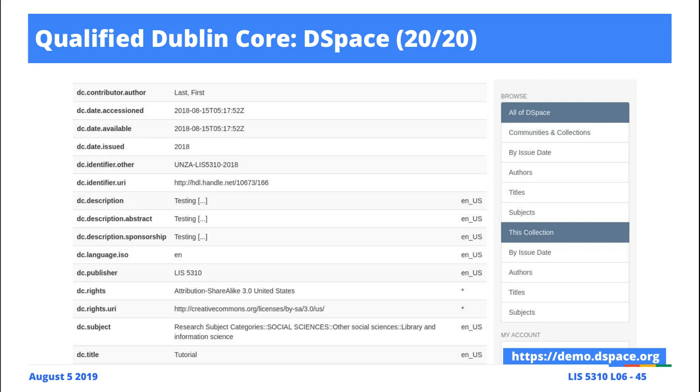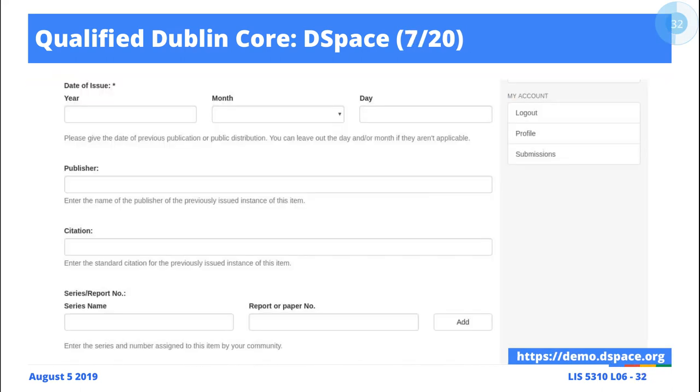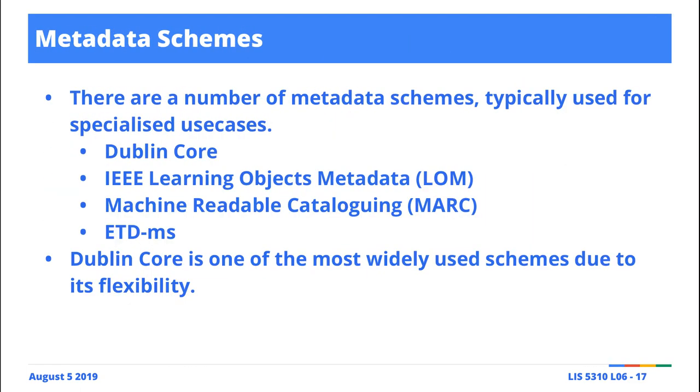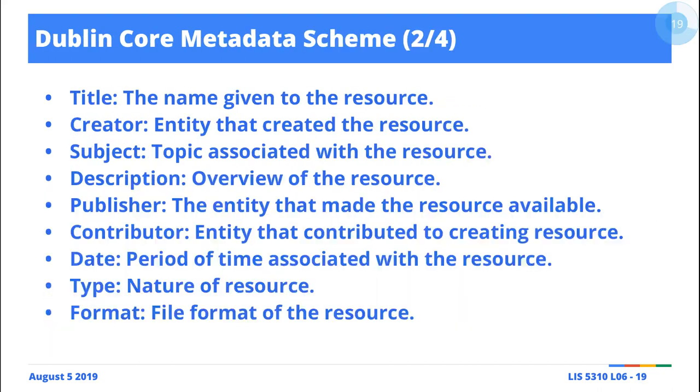It so happens that we decided to associate a Creative Commons license to this particular example document here. I don't know if this makes sense, the link between the 15 Dublin Core elements, the associated qualified Dublin Core tags, and how you get to provide descriptive information within a platform like DSpace using those tags. Bearing in mind that there are other metadata schemes that we could potentially integrate or use, we just decided to focus on Dublin Core because it happens to be one of the most popular metadata schemes. So we now have an idea of how Dublin Core is linked to a repository like DSpace, for instance.